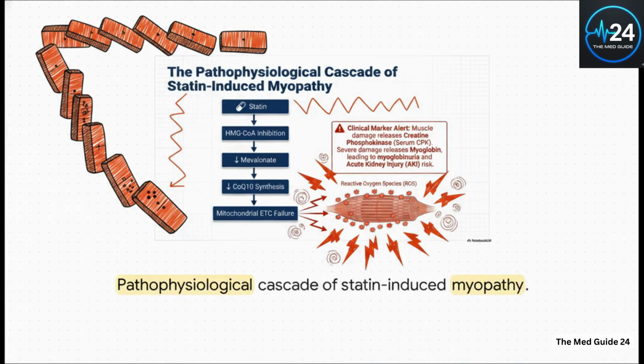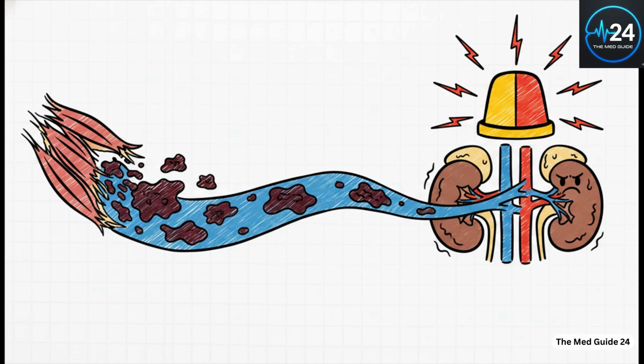This illustrates the whole domino effect brilliantly. Dropping Q10 leads straight to mitochondrial ETC failure, unleashing reactive oxygen species that literally tear muscle fibers apart. You can trace the cascade yourself: statin to HMG-CoA inhibition, down to lowered mevalonate, depleted Q10, and boom, mitochondrial failure. The resulting reactive oxygen species, or ROS, essentially trigger a self-destruct sequence in the muscle tissue. So here's the kicker. As these muscles break down, they dump dangerous levels of creatine phosphokinase, or CPK, and myoglobin right into the blood, setting the perfect stage for a lethal acute kidney injury.